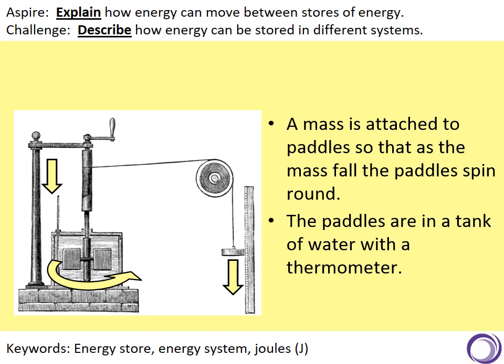The main problem with his experiment to start with was that his thermometer didn't have a big enough resolution, small enough resolution. He needed to measure to about 1/10 of a degree to actually measure it, because it's quite a small temperature rise that you'd get from that mass falling by 1 metre.